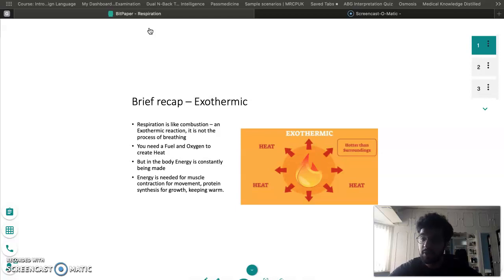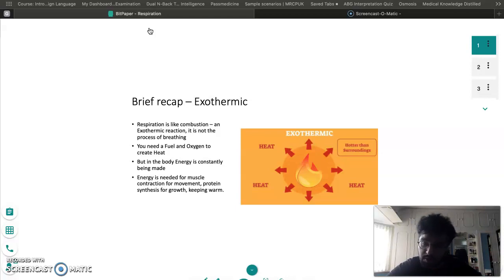Okay, so as you probably know, exothermic, you're probably thinking, oh, we learned this in chemistry, but actually it's very relevant to biology as well. And so respiration is pretty much like combustion. So what you've got is your reactants, for example fuel and oxygen, and then what this results in is energy. And energy is exactly what we want from respiration, okay? The important thing to know about exothermic chemical reactions is that they release energy as heat. So they actually produce a lot of heat.